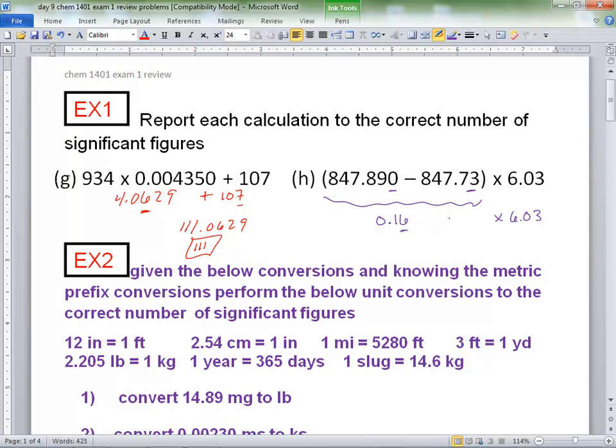Then you multiply it by 6.03, times 6.03, and I got 0.9648. Okay, Erica, you report your answer as what then? 0.96. Everybody agree? 3 sig figs, 2 sig figs? Excellent. 0.96. Or 9.6 times 10 to the negative 1. Right? Okay.